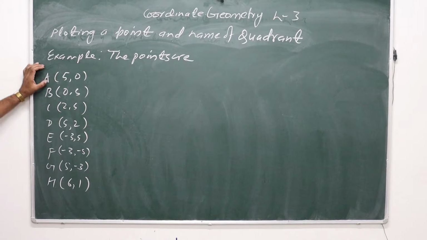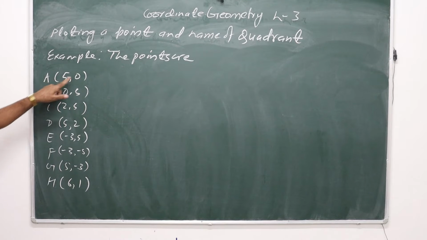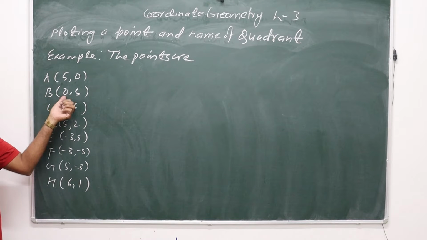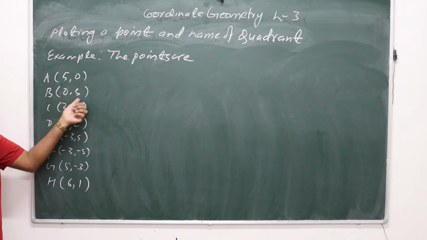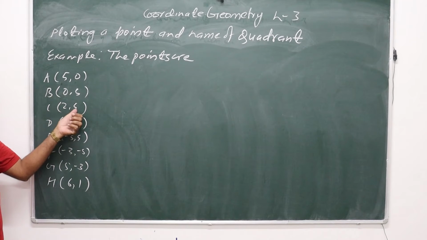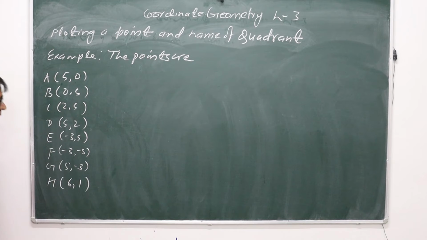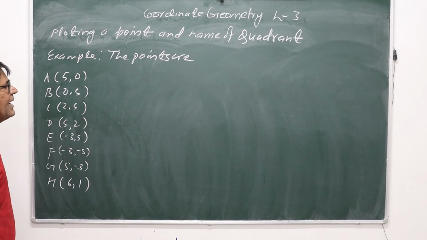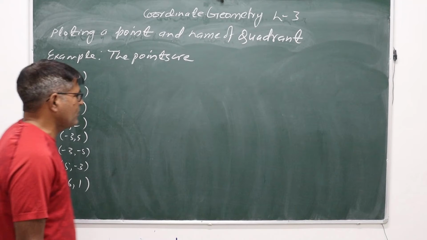Let A be any point whose abscissa is 5, ordinate is 0. Similarly, B is the point (0, 5) whose abscissa is 0, ordinate is 5. C is another point whose abscissa is 2 and ordinate is 5, and so on. So these are the given points, and we have to plot these points on the graph paper first in the Cartesian plane, and we have to write the name of the quadrant of each point.